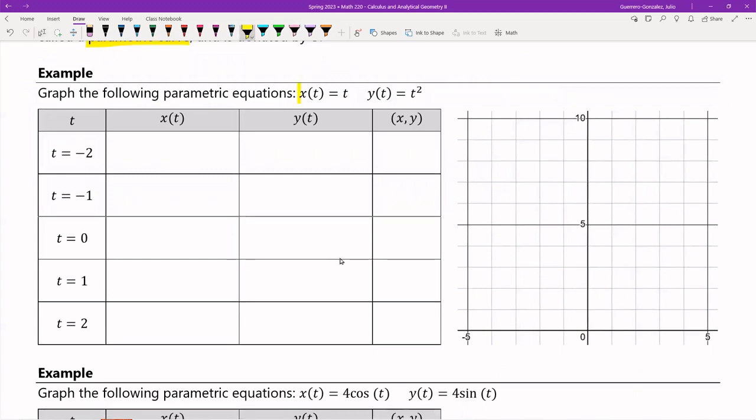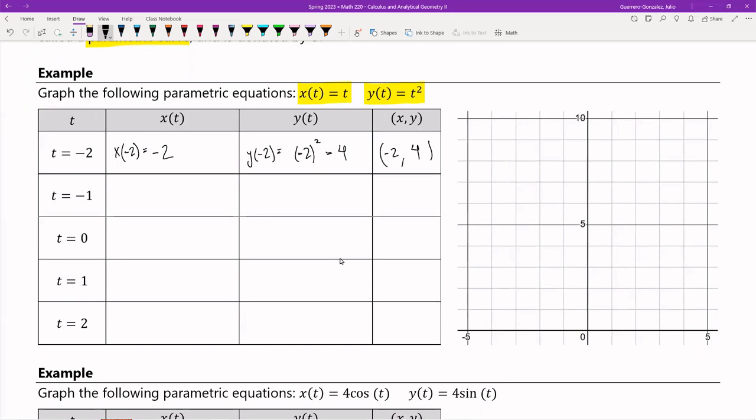Let's say we had these two parametric equations right here. x of t is equal to t and y of t is equal to t squared. So when t is -2, we'll have x of -2 is equal to -2. Simple enough. But now when we want to do y of -2, that's going to be -2 squared, and that's 4. So we have an x and a y now. Our x is going to be -2. Our y is going to be 4.